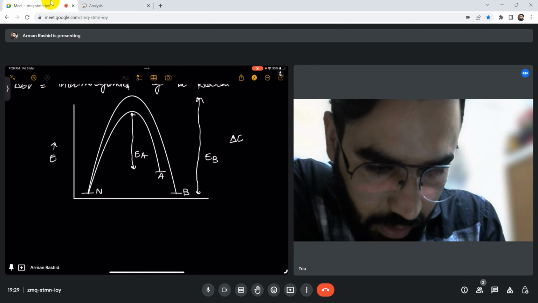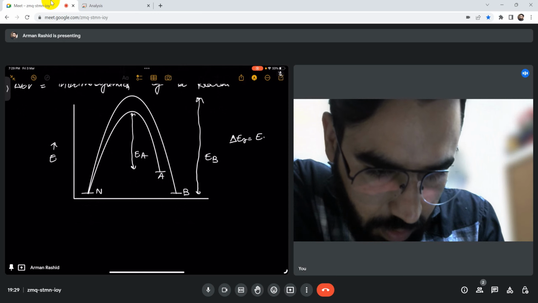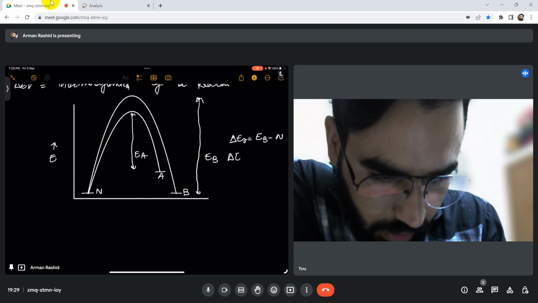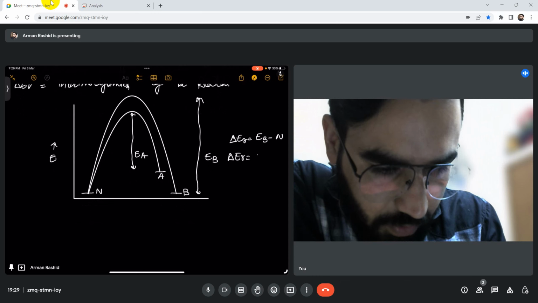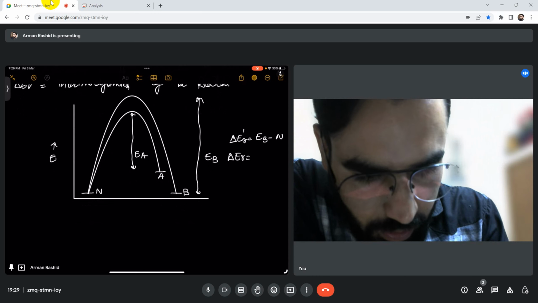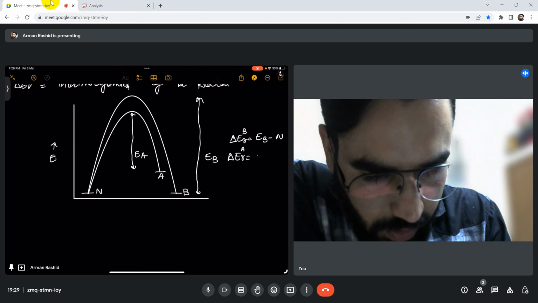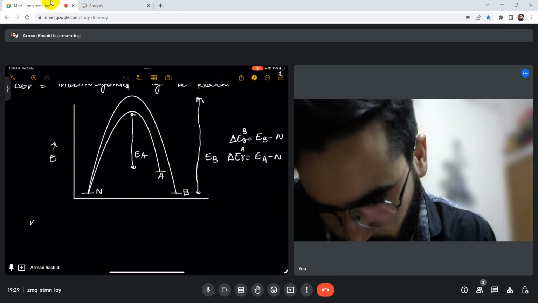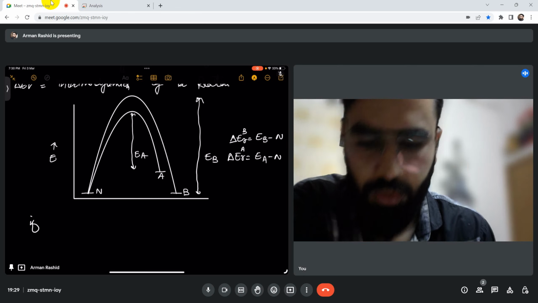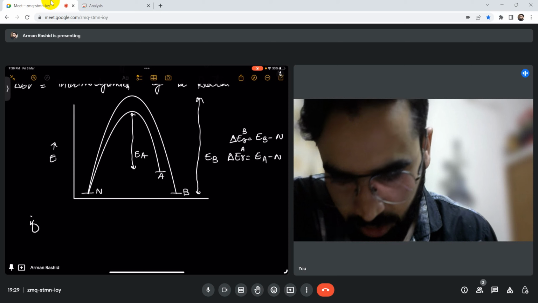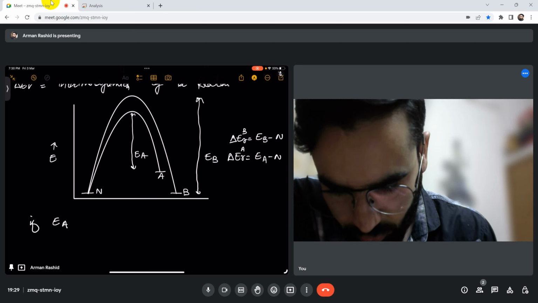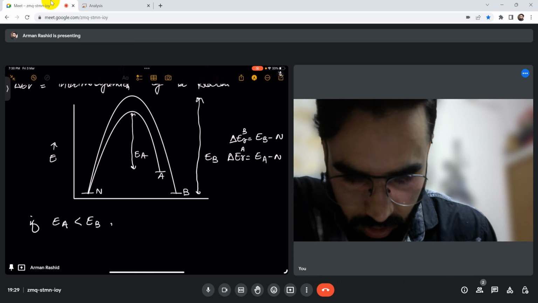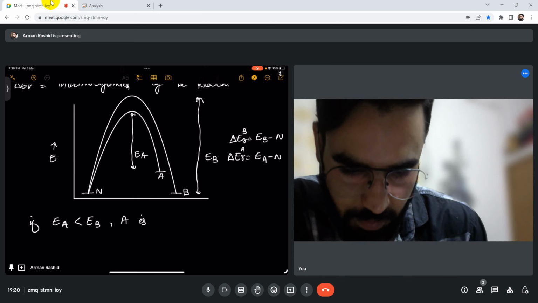Also, delta E of the reaction for B will be EB minus N, and delta E of the reaction in case product A is formed will be given by EA minus N. Now if the reaction goes very fast, then EA is much smaller than EB. Then A is formed.